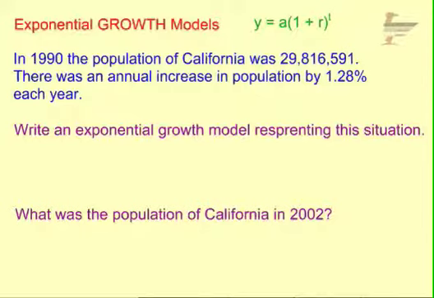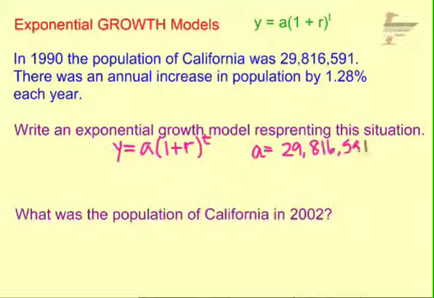So I have the formula up there for writing the exponential growth model. Y equals a times 1 plus the r value if it's a growth, raised to the t power, and we just have to figure out what the variables are. So our a value is the initial amount, or in this case the initial population, so that's the 29,816,591, and the r is our rate as a decimal, so it is 1.28%.